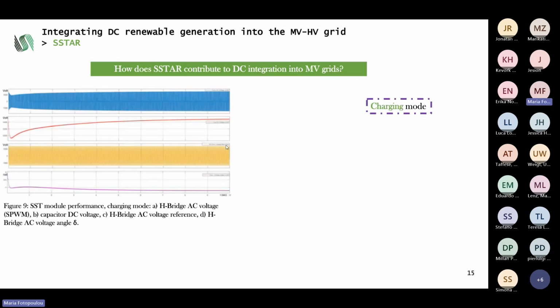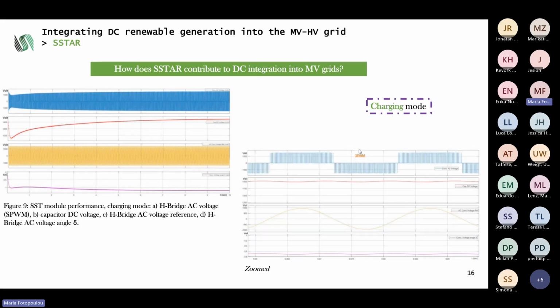And these are some of our preliminary results. These are all simulations, but still, this is the charging mode where we can see the H-bridge AC voltage, we see the capacitor DC voltage, we see the voltage reference and the voltage angle, and this is the zoom in.